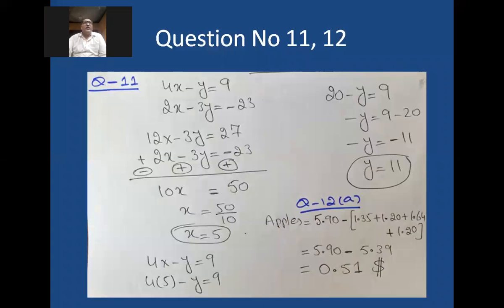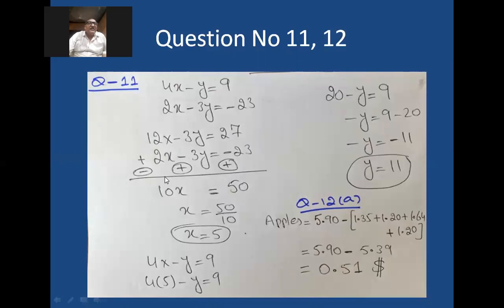Question number 11: 4x minus y equals 9, 2x minus 3y equals minus 23. The first equation, I will multiply it with 3, so it will become 12x minus 3y equals 27. The second equation is written as it is. From the first equation, I will subtract the second equation. When I subtract, I change the signs of the second equation, so this positive will become negative, this negative will become positive, this negative will become positive.